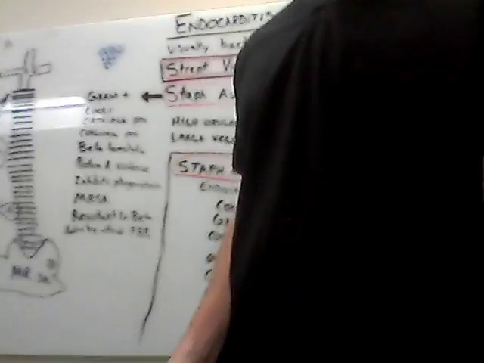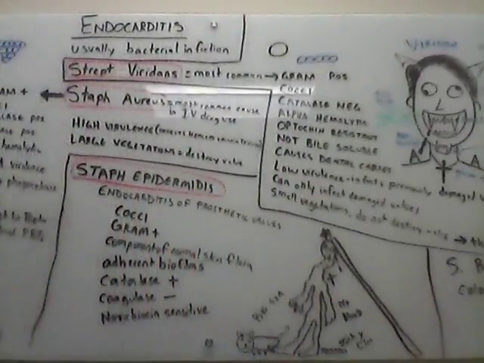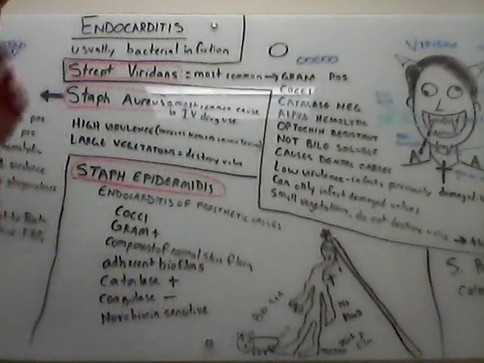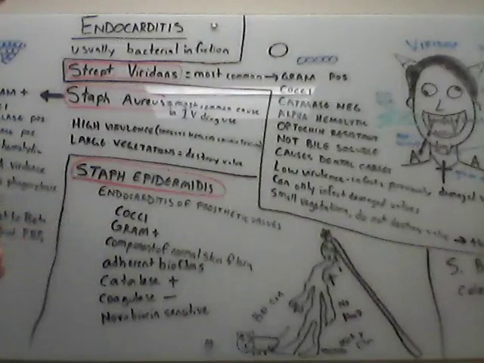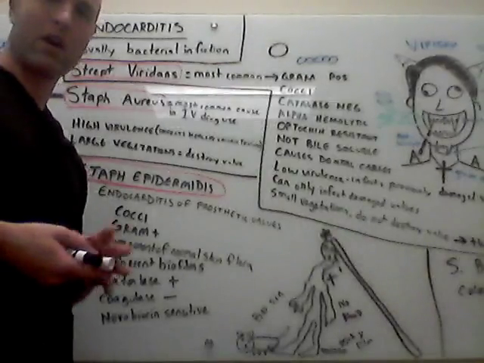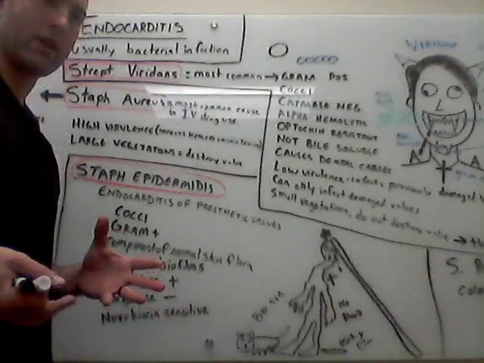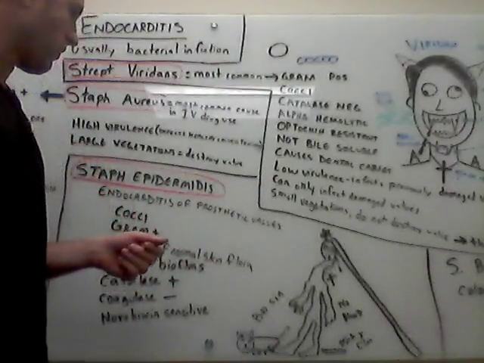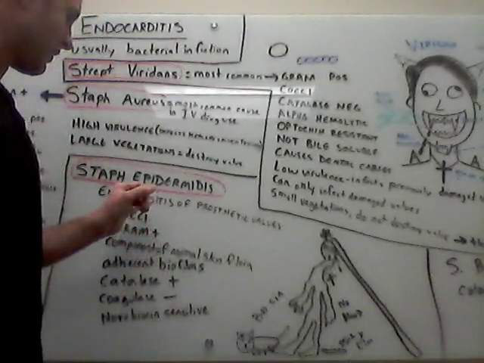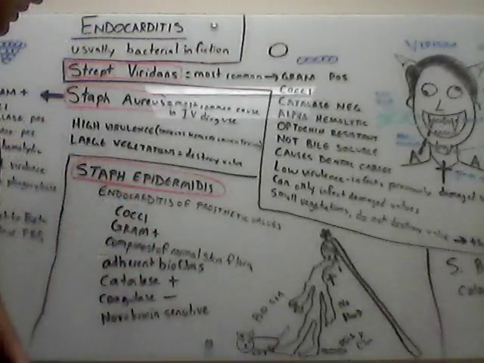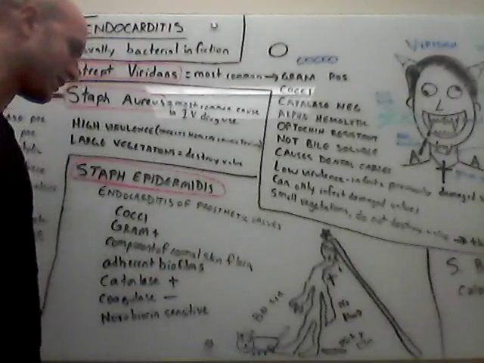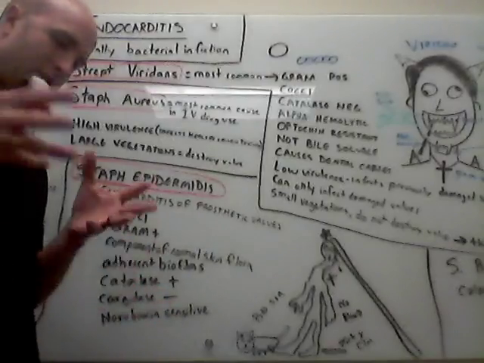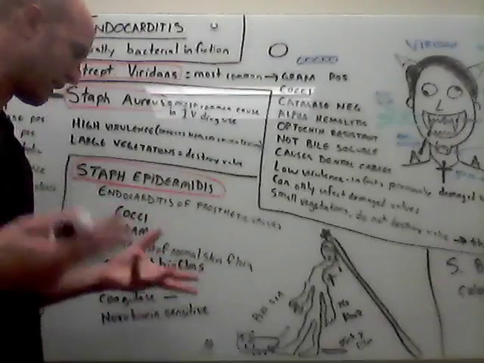Now let's go to staph epidermidis. Staph epidermidis, of course, epidermis is skin. So the deal with this is that when people get prosthetic valves or any tubes or things put in them, they call this the endocarditis of prosthetic valves. So essentially, it gets from the prosthetic valves, or whatever, it gets into your blood.